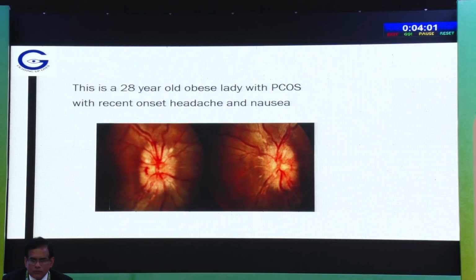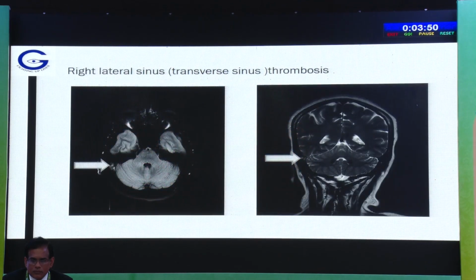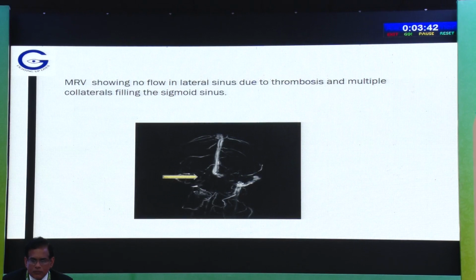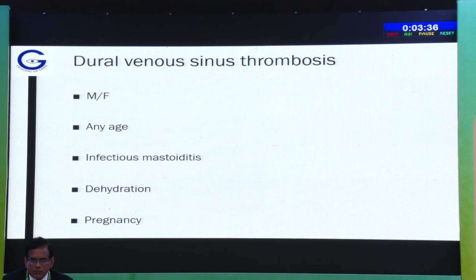And this is a 28-year-old obese lady with polycystic ovarian syndrome with a recent onset headache and nausea, and again bilateral disc edema. We again imaged her, and there was lateral transverse sinus thrombosis. MRV was done, with no flow in the lateral sinus on the right side, so this disc edema was due to lateral sinus thrombosis. Dural venous sinus thrombosis can occur at any age, male or female, mostly after infectious mastoiditis, sometimes after dehydration. It can occur in pregnancy, etc.